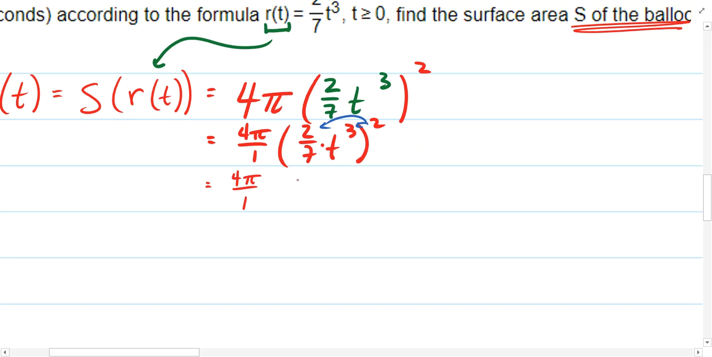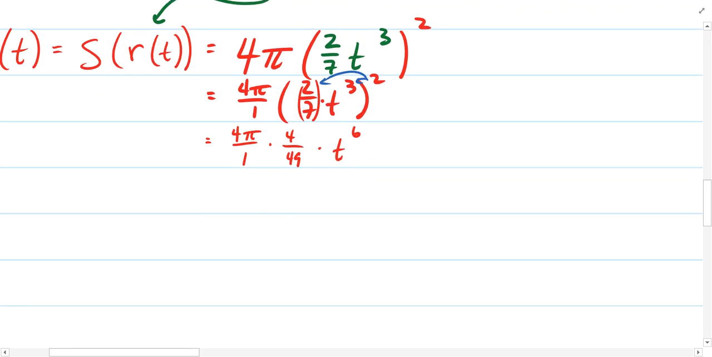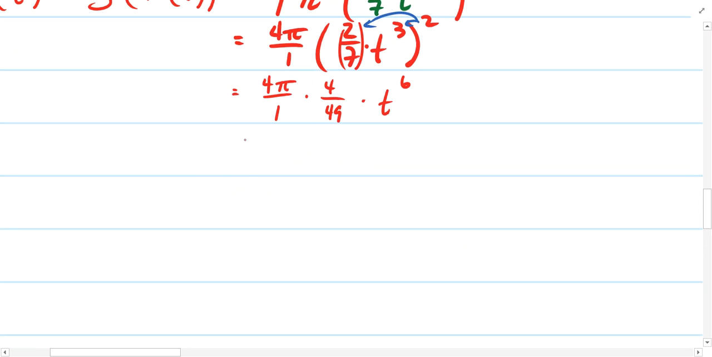So we still have 4 pi over 1. You'll see why that's written as a fraction in just a moment. If the number 2/7 is squared, that means we square both the numerator and the denominator. 2/7 times 2/7 is 4/49. And t cubed squared becomes t to the 6th power. The power to a power rule requires us to multiply those two exponents. Now, because I have two fractions that multiply together, I can multiply numerators with numerators. So we've got 16 pi, denominators with denominators, over 49 times t to the 6th power. And this is our surface area formula based on time.